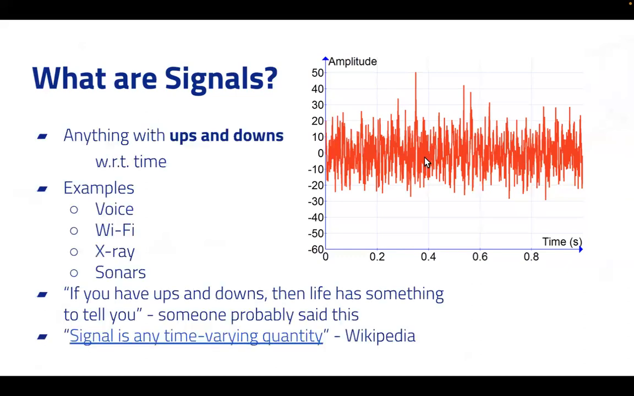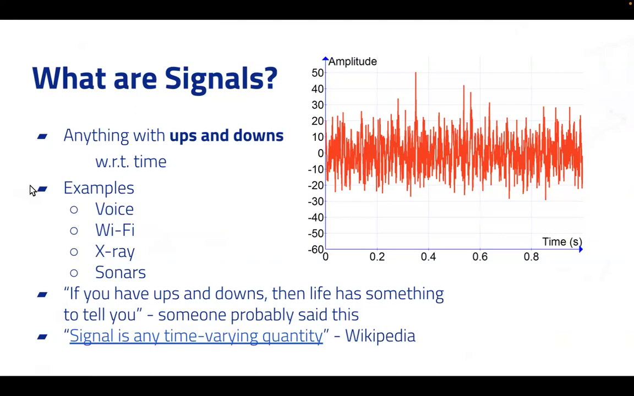Yeah, so this diagram shows that, but anything that has variance with respect to time is an example of a signal. And the examples that Davis gave, like sounds, Wi-Fi signals propagating through EM waves, X-rays, sonar, which is basically ultrasound, or really high frequency sound. Someone put a quote here: if you have ups and downs, then life has something to tell you. And if you look on Wikipedia, a signal is just any time varying quantity.